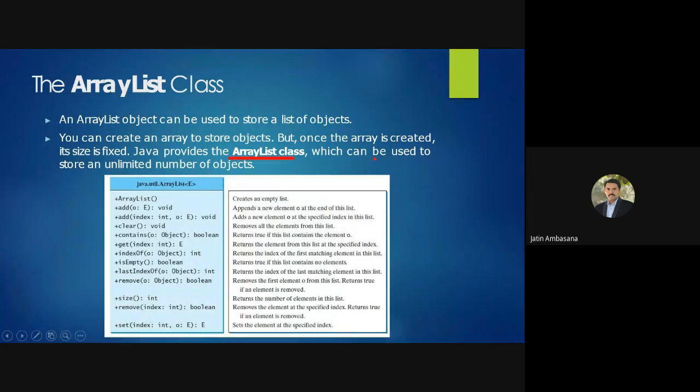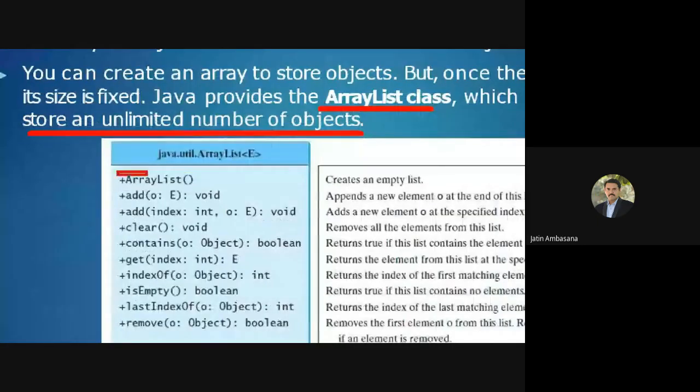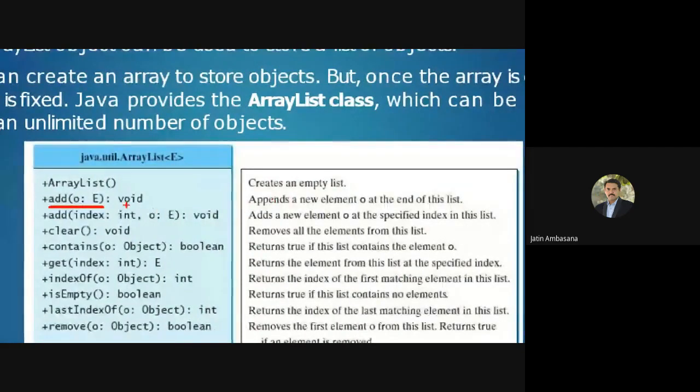So what do we have in hand? Java provides the ArrayList class, which can be used to store an unlimited number of objects. You can add or remove objects as you want. This is the ArrayList class, where the ArrayList constructor creates an empty list. Then we have the add method, which appends a new element, or a new object, at the end of the list. This E stands for the element type, the class name.